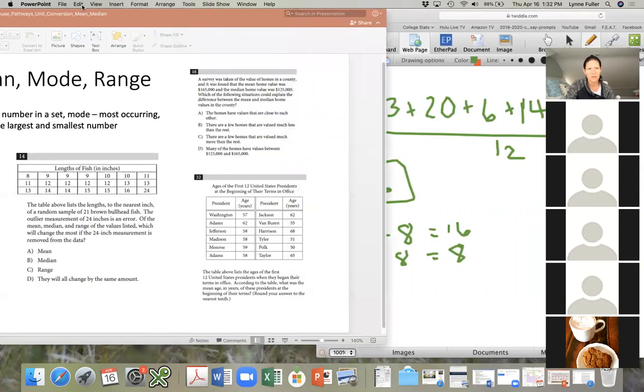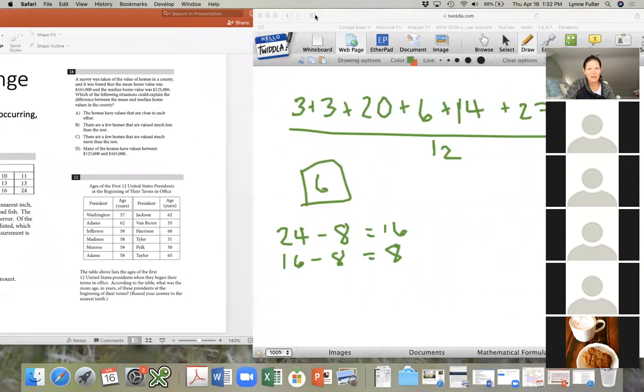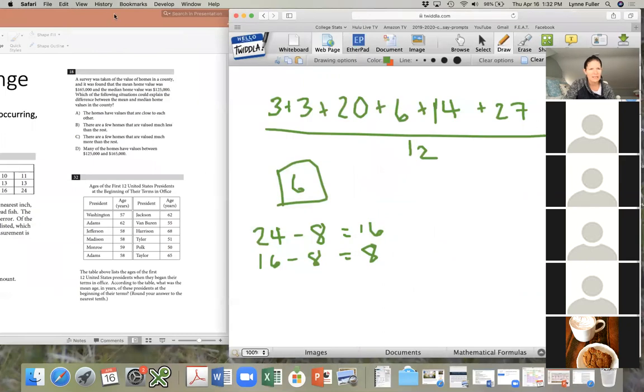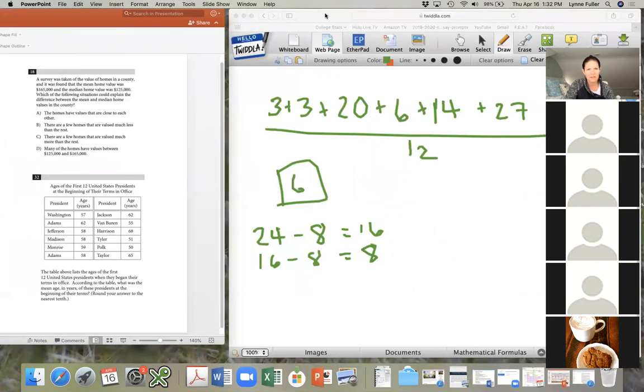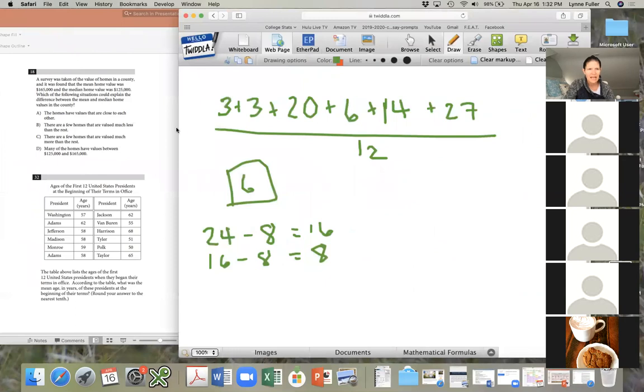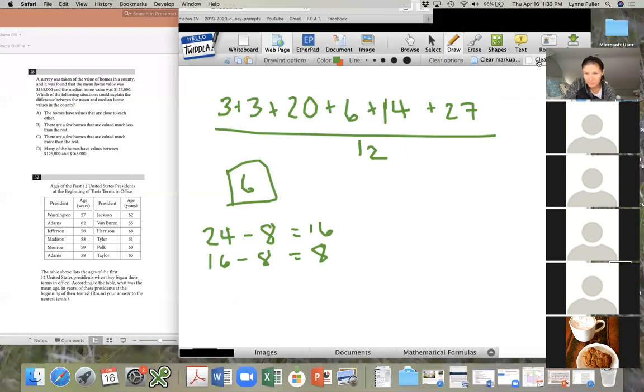Okay. So now here we have a survey taken of the values of a home in a county. And it was found that the mean or average home value was 165,000 and the median home value was 125,000. Which of the following situations could explain the difference between the mean and the median?